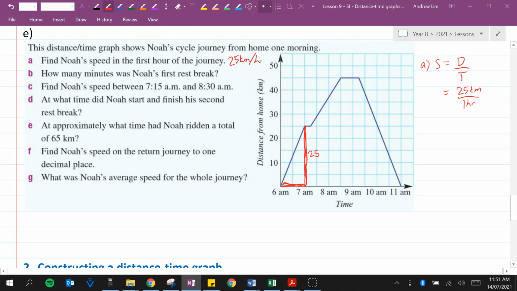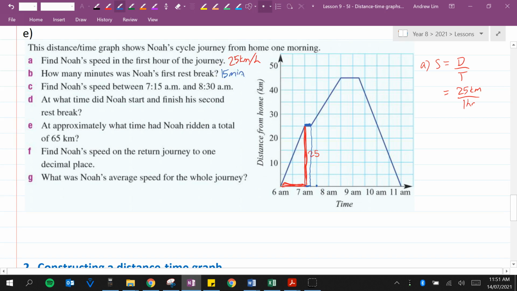How many minutes was Noah's first rest break? So here's his first rest break. How many minutes is that? Well, this is at 7:30, so it looks like it's 7:15. So it looks like it's 15 minutes.